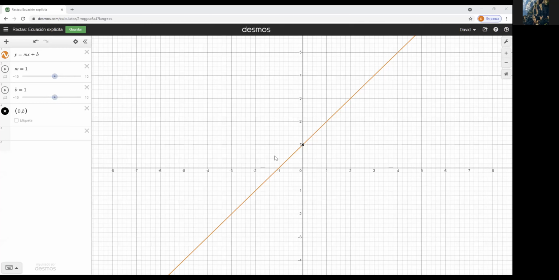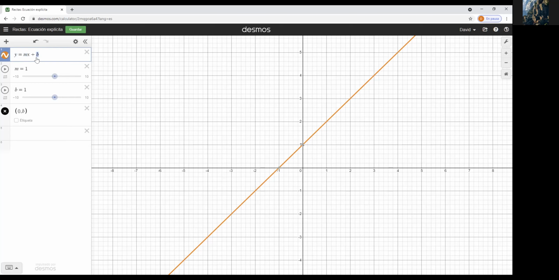Now, before we set ourselves to solve some problems, some examples, let's take a look at the main idea. Here we have an equation that describes all possible straight lines on a Cartesian plane. The main components are very easy to identify. We have the variable x, which is the independent variable. We have the variable y, which is the dependent variable. And then we have two letters, m and b.